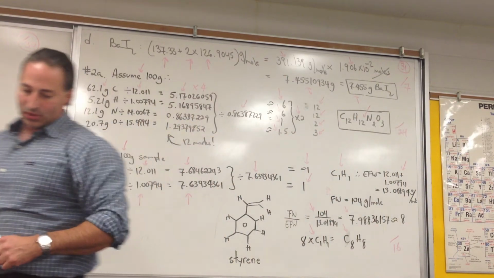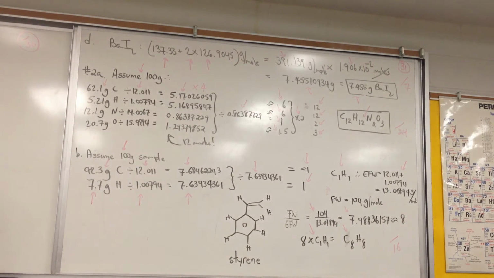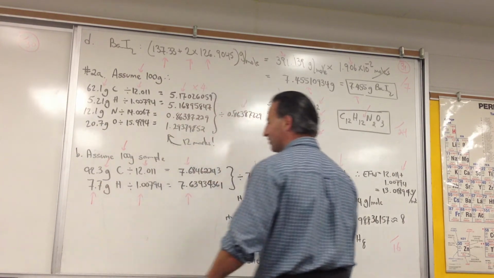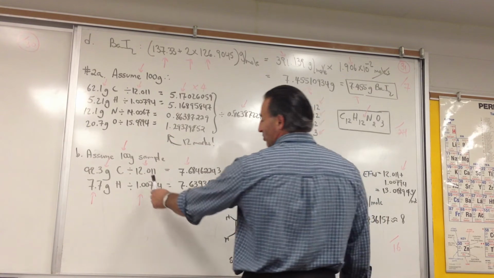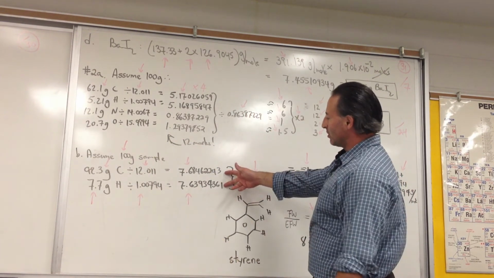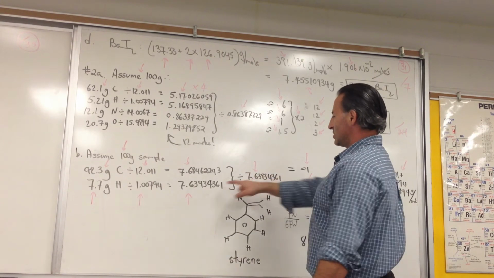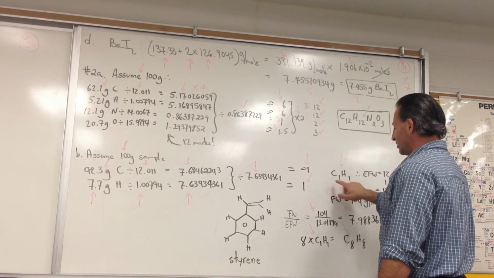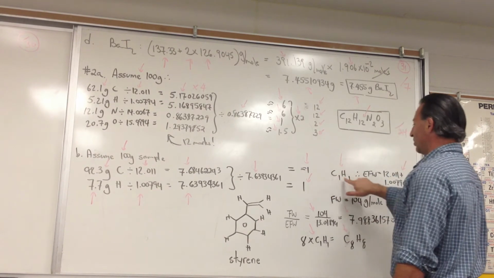In part B of number 2, the question is, what is the empirical and molecular formula of styrene, which contains 92.3% carbon and 7.7% hydrogen, and has a molar mass of 104 grams per mole? 92.3 grams of carbon, 7.7 grams of hydrogen. Divide by the molar mass of carbon, divide by the molar mass of hydrogen. Here are the mole ratios you get. You see they're almost similar. When I divide by the lower number, they're both very close to 1. So we realize that the empirical formula is C1H1.